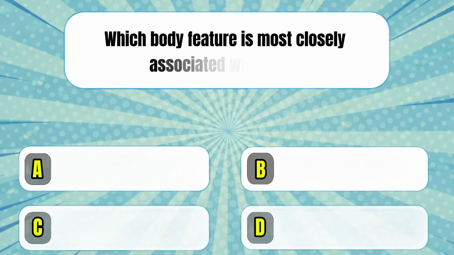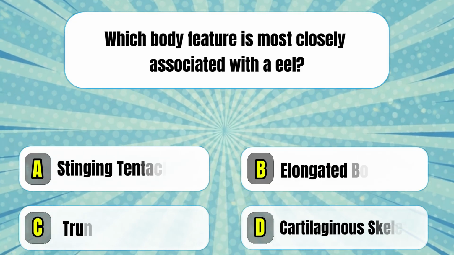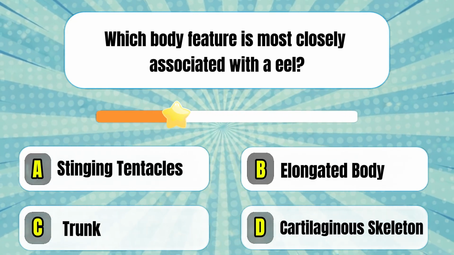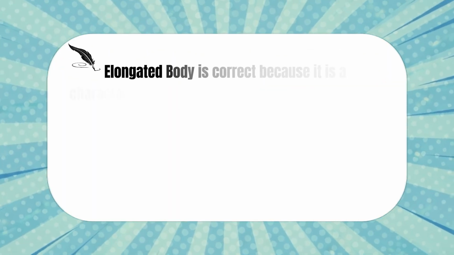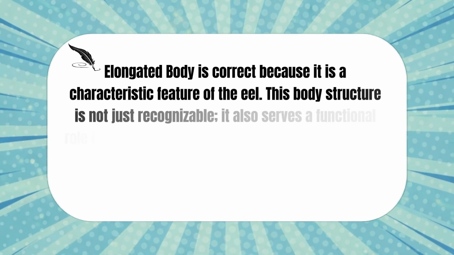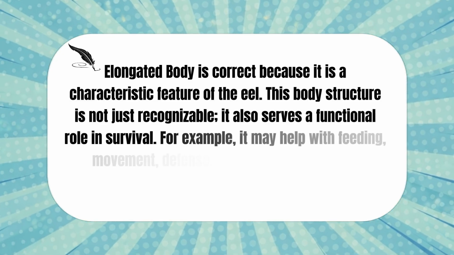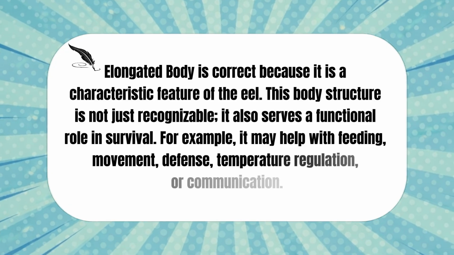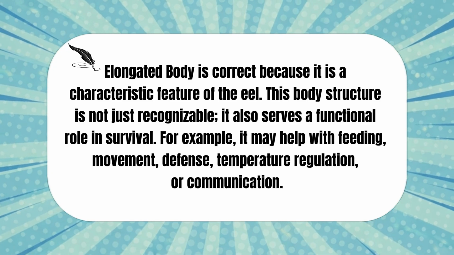Which body feature is most closely associated with an eel? Elongated body is correct because it is a characteristic feature of the eel. This body structure is not just recognizable, it also serves a functional role in survival. For example, it may help with feeding, movement, defense, temperature regulation, or communication.